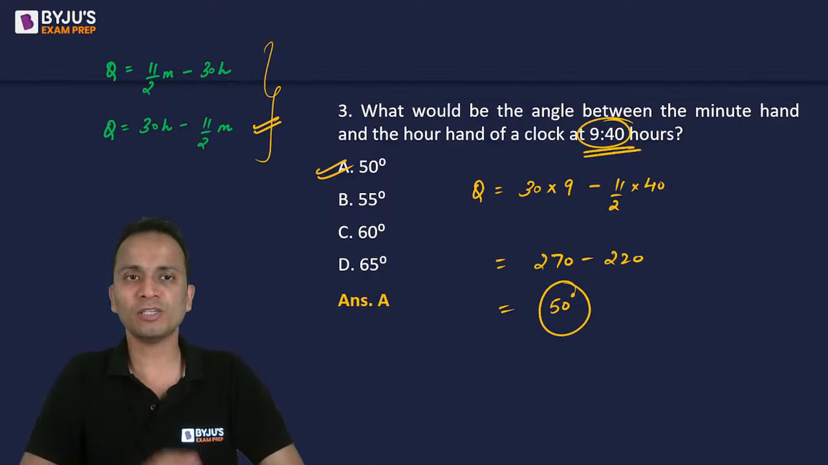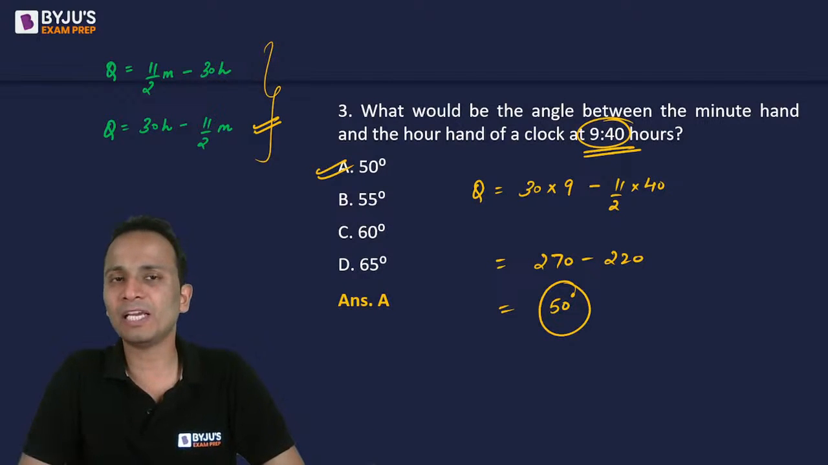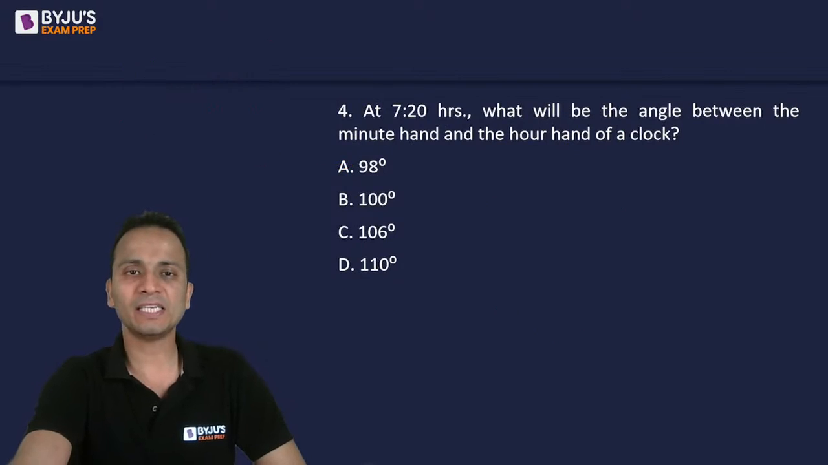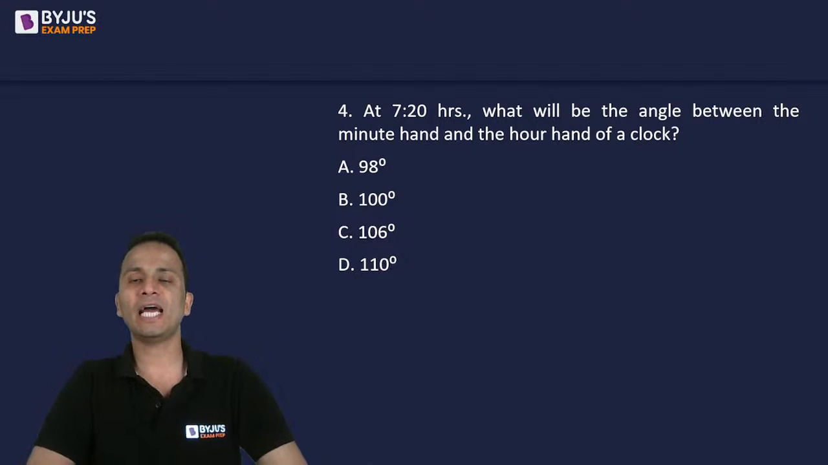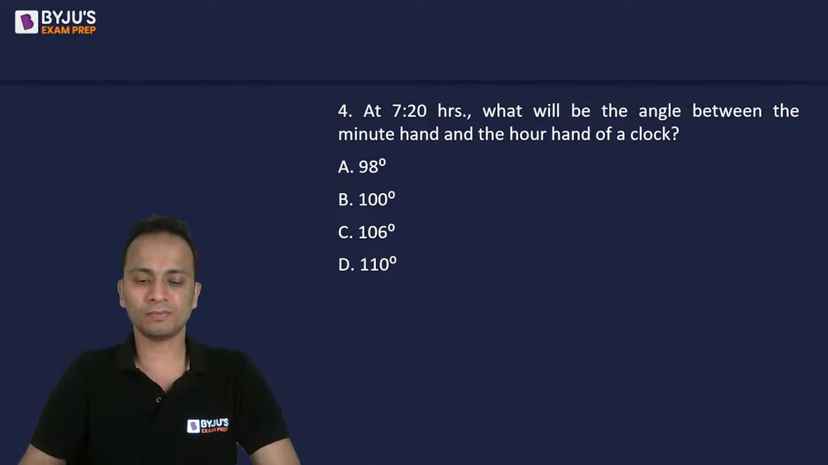Simple question. If you know the formula and its application, then you'll be able to find the answer for such questions in less than 30 seconds. Right? Okay, let's move ahead. Question number 4. A similar question, at 7:20 hours, what will be the angle between the minute hand and the hour hand of the clock?